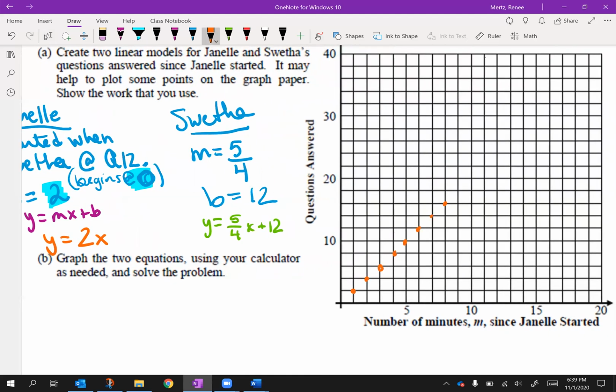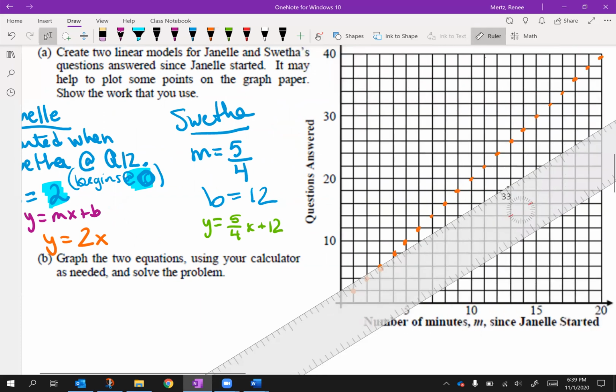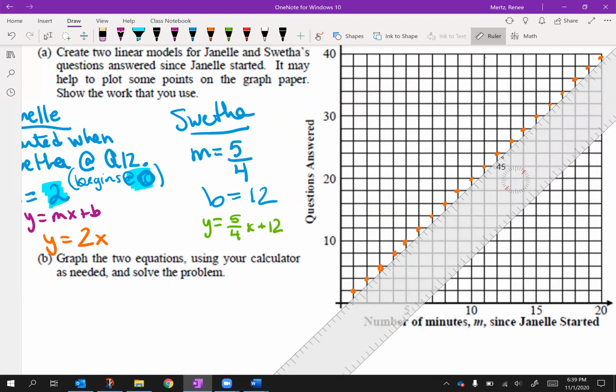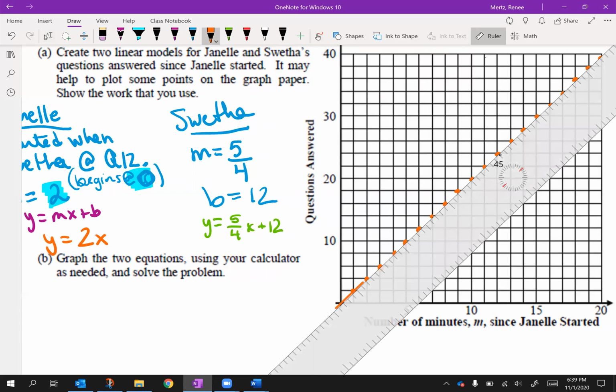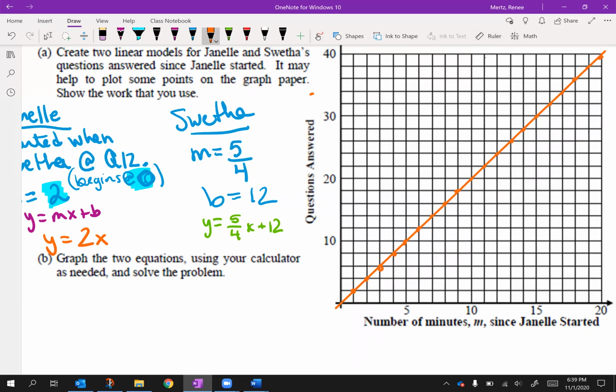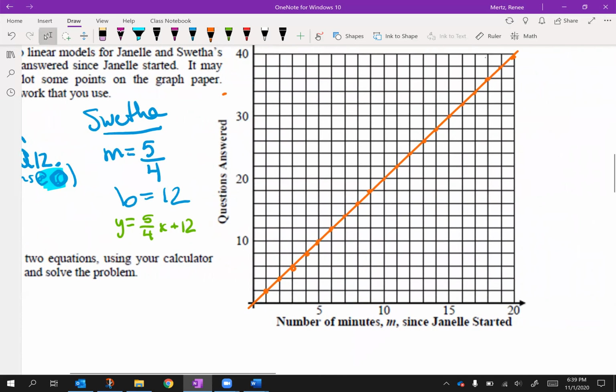It is actually a good idea to just plot all these points, especially because we're going to be looking for a perfect point of intersection. She's perfectly on the diagonal. So we should be at a nice 45-degree angle. So this is Janelle. Excuse me.